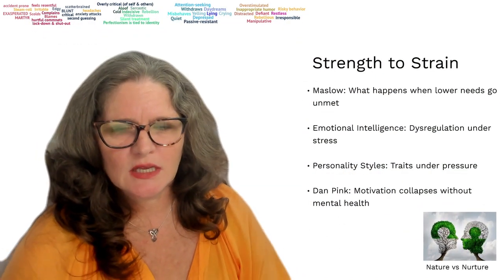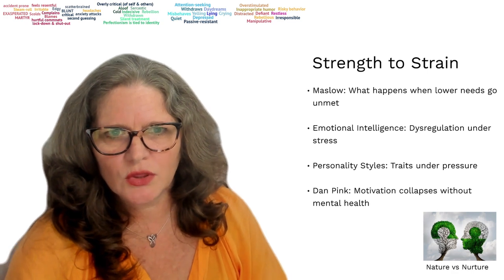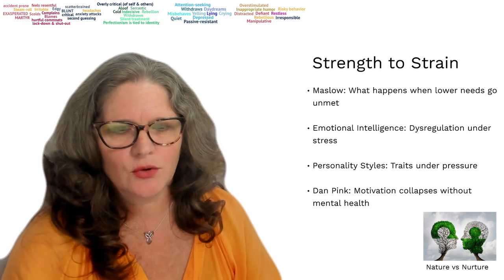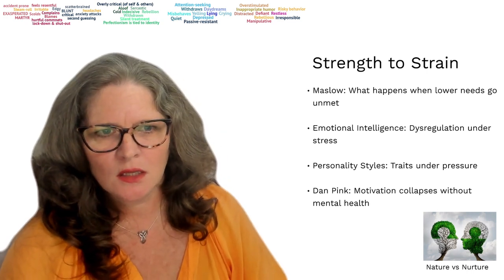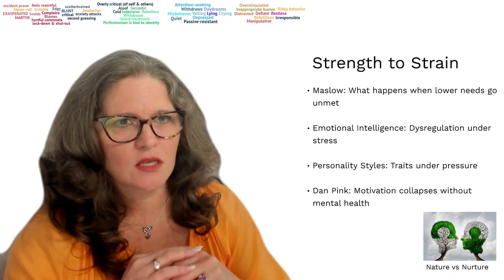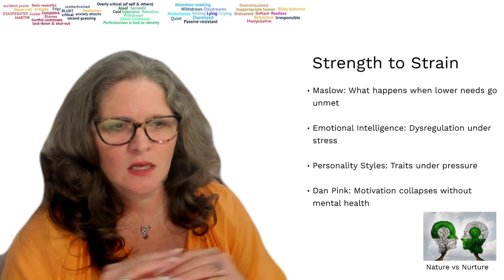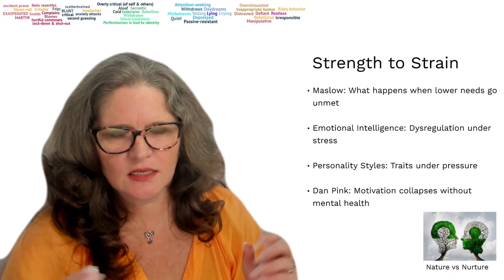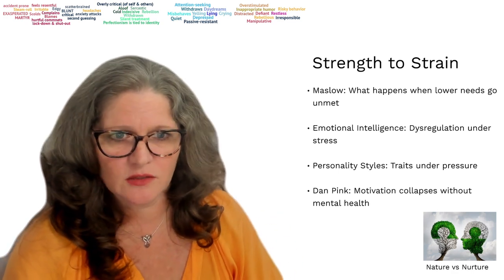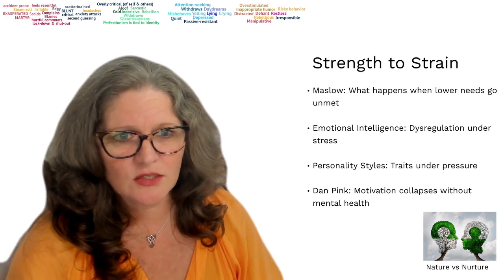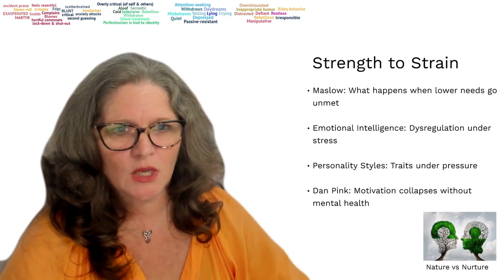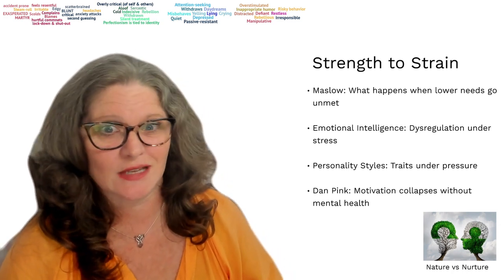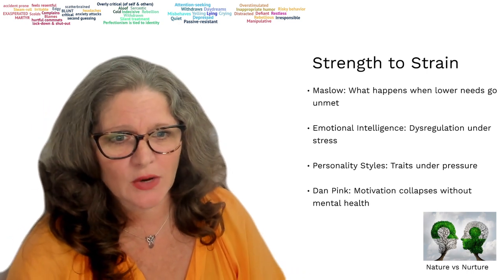So I want to just harken back a little bit to this idea of personality styles. We've talked about Maslow and what happens when the lower needs, like the physiological needs, the safety needs and the esteem needs, go unmet. We've talked about that a lot. We've tied that to emotional intelligence and how you can get deregulated, meaning that your emotional intelligence kind of tanks when you're under stress.